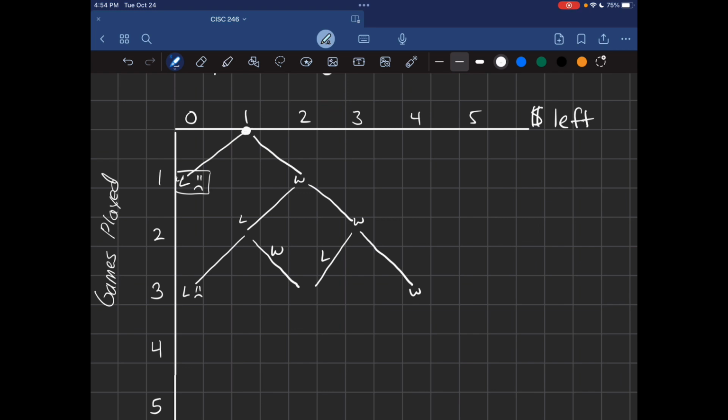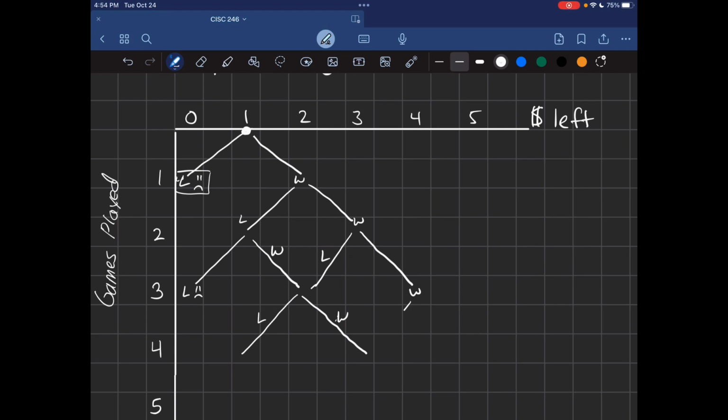Okay. And let's see, is it possible for us to go bankrupt by the 4th game? It actually doesn't look like it. We'll take this one here though. We'll say, okay, you can go here. So that's a loss. Or you go here, which is a win.